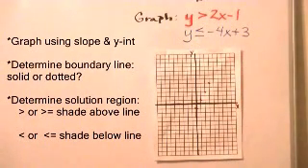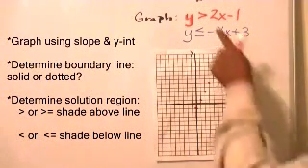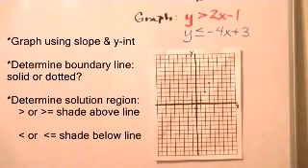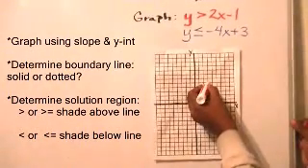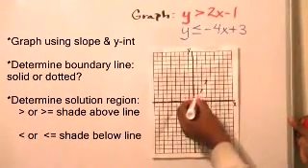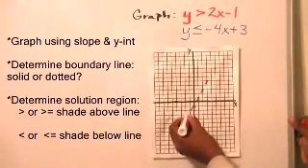Remember, the inequality symbol tells you two different things: how to do the boundary line and where to shade. So my boundary line, because this is greater than, is a dotted line. So connect all of your points with a dotted line.